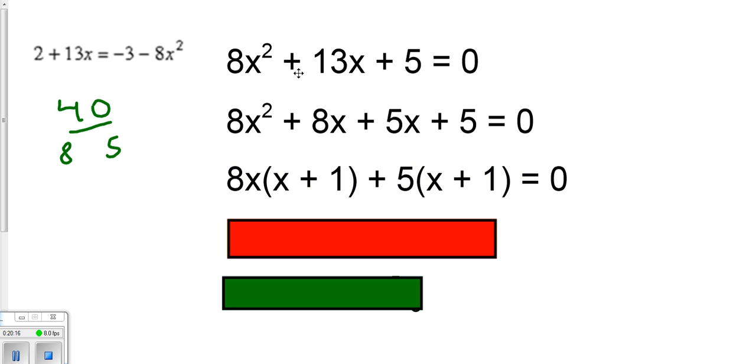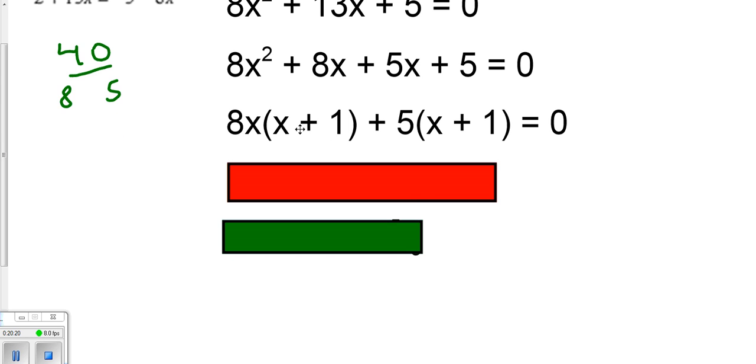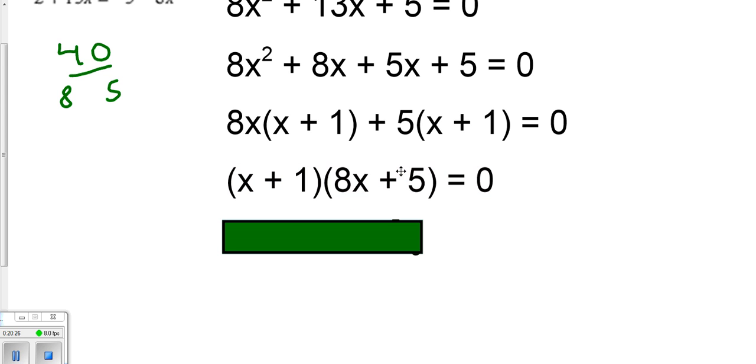Factor by grouping, take the 8x out of these two, take the 5 out of these two. We're left with x plus 1 in both cases. So our factors are x plus 1 and 8x plus 5 equals 0.